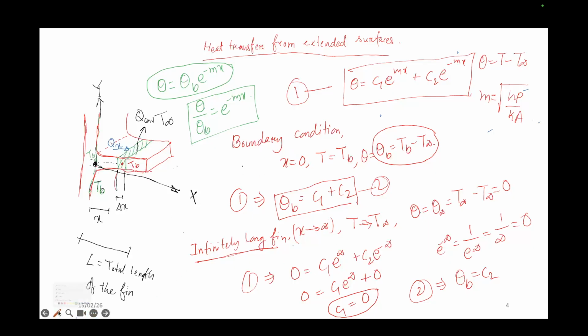So I am erasing a few parts again. So what is theta? This equation, if I write, theta means T minus T infinity, theta b, that is T b minus T infinity, is e to the power mx. So you can find out T from here. If someone asks what is T, you can easily find out T.